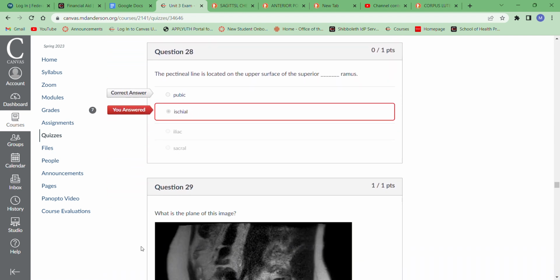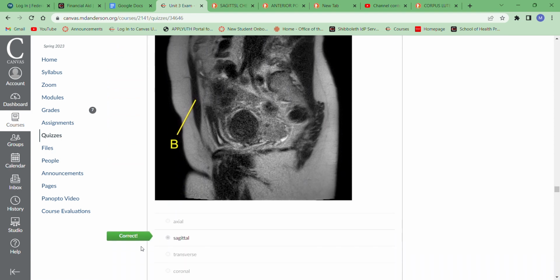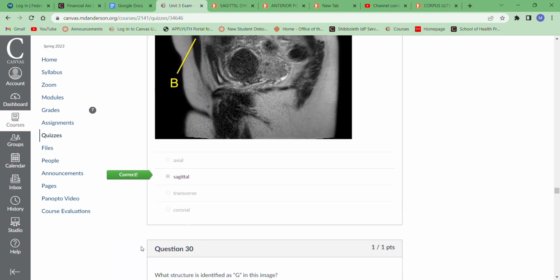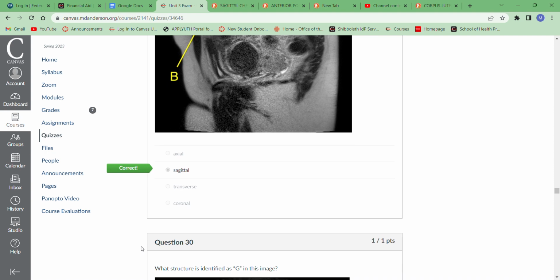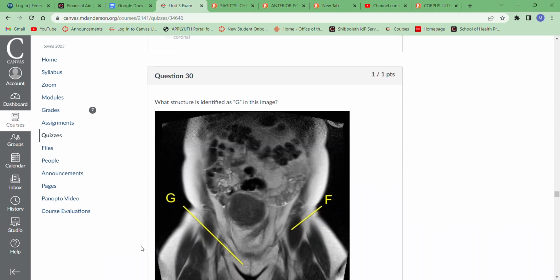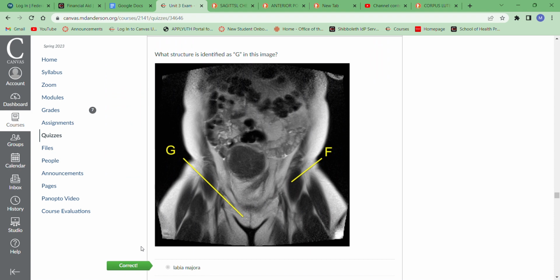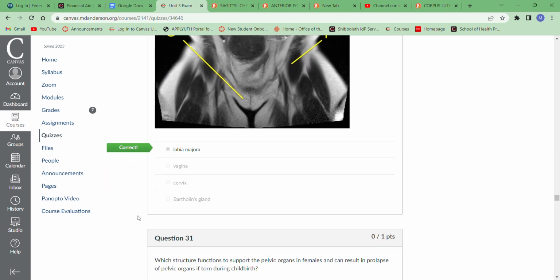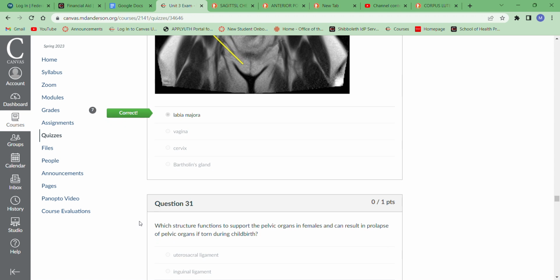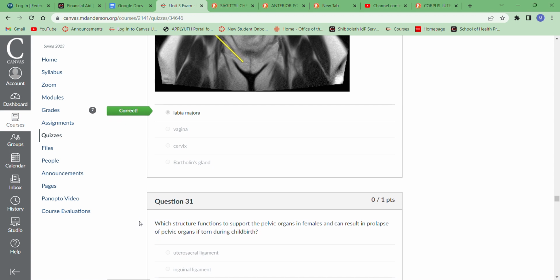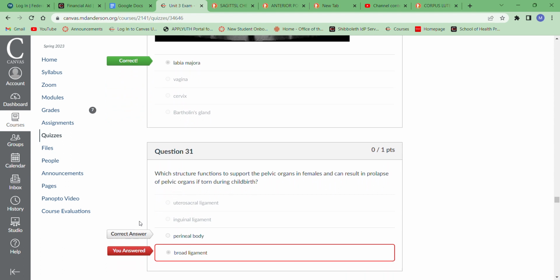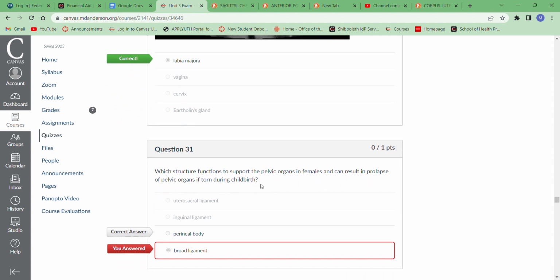What plane is this image in? That's a sagittal. That was a giveaway question. What structure is identified as G? Labia majora, which just means major lip. So outer lip. Which structure functions to support the pelvic organs in females and can result in prolapse of pelvic organs if torn during childbirth? The answer is perineal body.